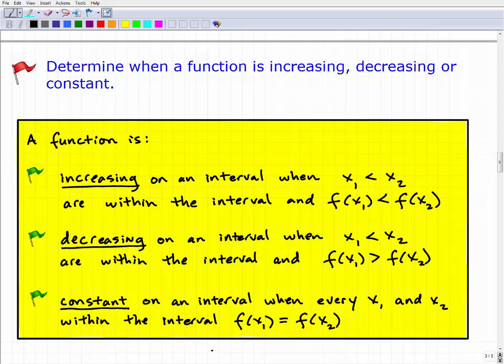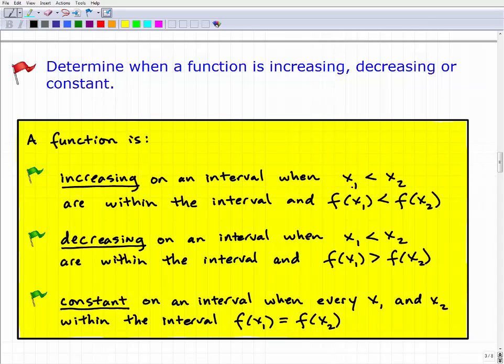Okay, so a function is increasing on an interval when you have x sub 1 less than x sub 2 within the interval, and f of x sub 1 is less than f of x sub 2. I'm not going to read the rest of this here, but this is how you would say that.